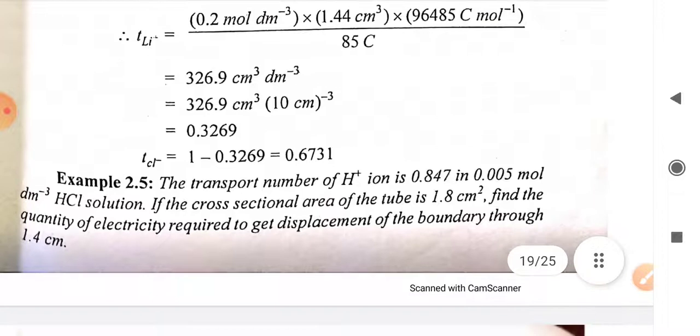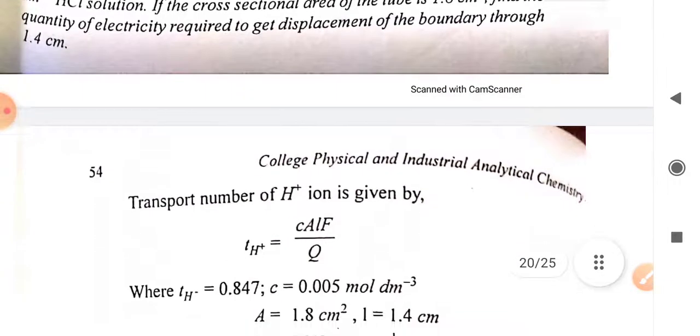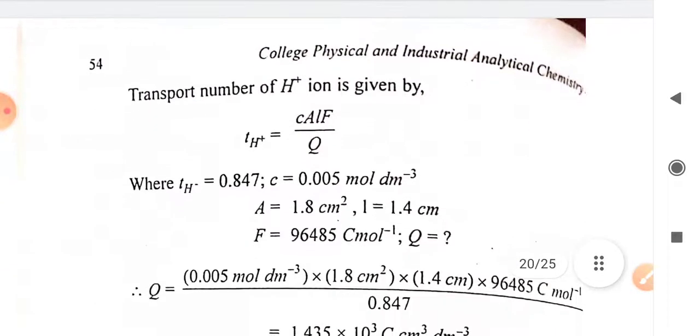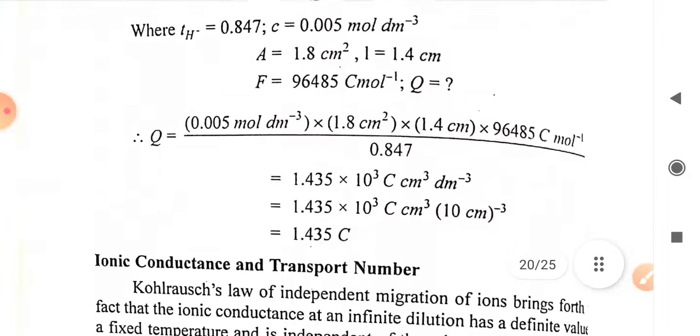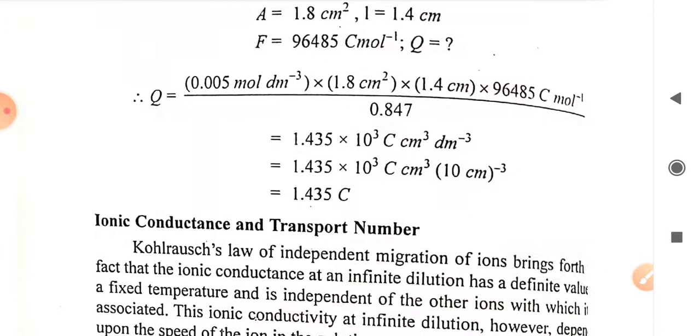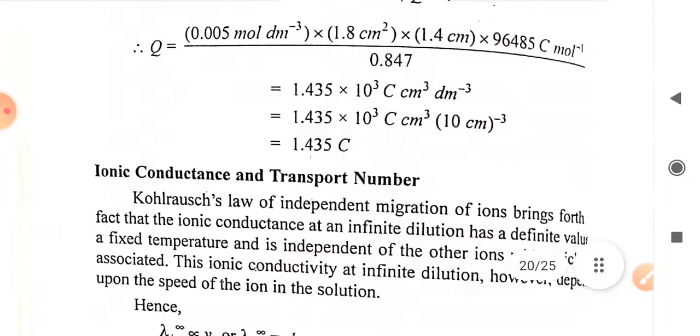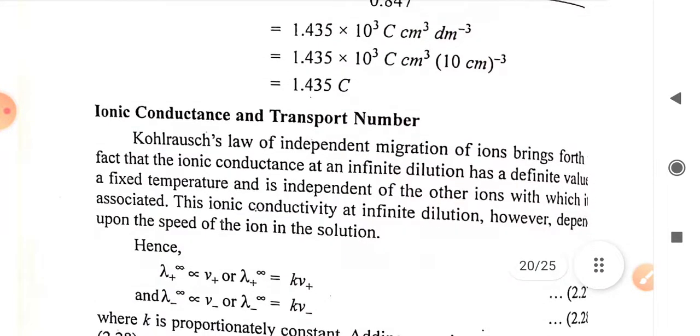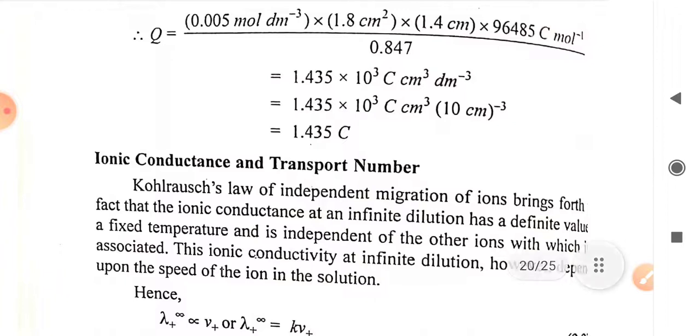So here are a few numericals related to this transport number. So the next factor is the ionic conductance and the transport number. We have previously seen the relationship between ionic conductance, that is lambda, and transport number.